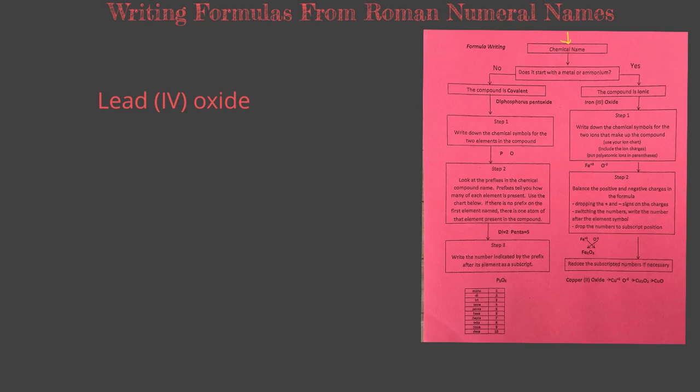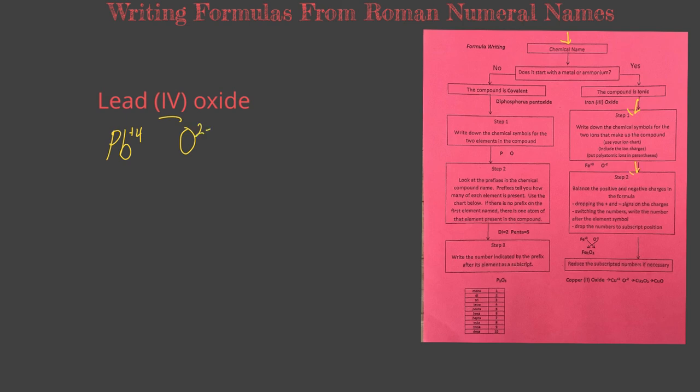The compound is ionic because it starts with a metal. So I'm here at step 1. Write down the chemical symbols for the 2 ions that make up the compound. Okay, so lead is Pb. Lead 4 just indicates that the charge on this form of lead, this ionic form of lead, is +4. Oxide is still oxygen, 2-.